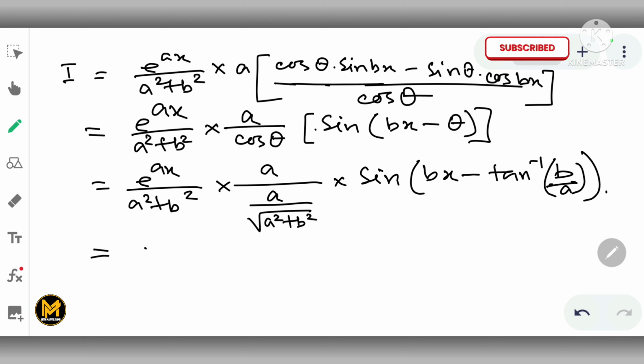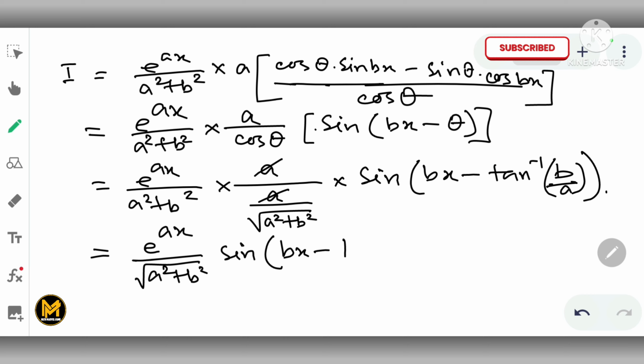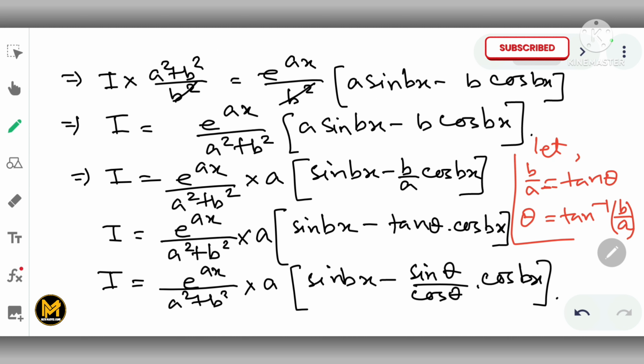Now I is equal to e to the power ax. On simplification a will be omitted and this will provide us root over of a square plus b square into sine of bx minus tan inverse b by a, bracket close. So this is one of the formats of the given question. So two different ways and different formulas from a given particular question we have derived.